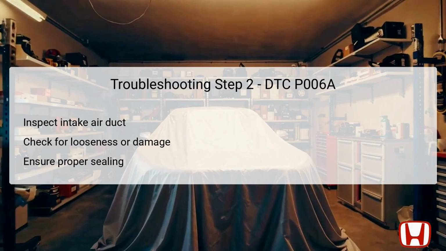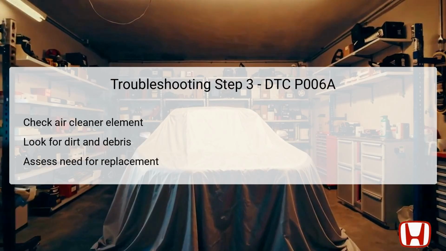Ensure that the air duct is securely connected to avoid any leaks that could affect engine performance. A loose intake air duct can introduce discrepancies that the MAF sensor fails to account for. If any issues are found during this inspection, either reconnect or replace the damaged parts as necessary. Completing this step is critical to confirm that the pathway for air intake is clear and secure.